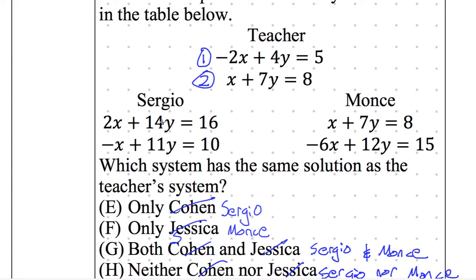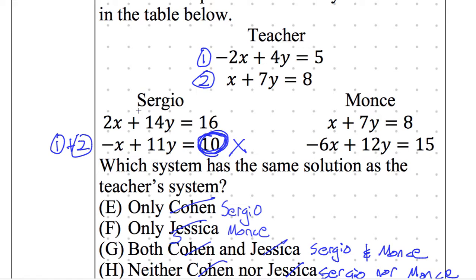Okay. They added. What did they add to get 2x plus 14y equals 16? No, negative x plus 11y. Oh, so this one was added. So 1 plus 2 right here. All right, let's check it. If I add 1 plus 2, negative 2x plus x is negative x. Good. 4y plus 7y is 11y. Good. 5 plus 8. Oh, darn. All right, everyone circle this. That's true. Sergio made a mistake. It should have been 13 here, so this one is wrong.